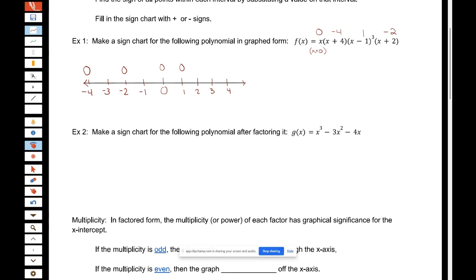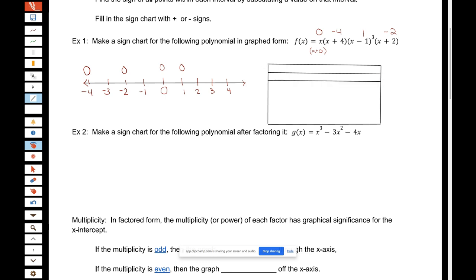Some people do this by making an actual chart. If you can do it without that, it's fine, but I'll make a chart for the first one just so you can see how it goes. We have to use all the factors. We have 4 factors: x, x plus 4, x minus 1, x plus 2.